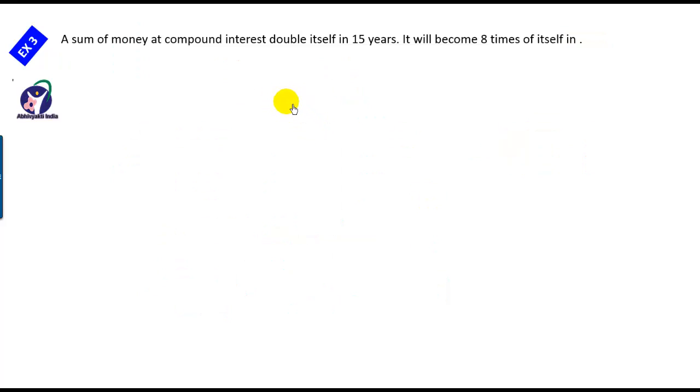The next question is on the screen, and it is that a sum of money at compound interest doubles itself in 15 years. It will become 8 times in how many years? Now, on a sum of money, compound interest is given, and it is said that the amount doubles in 15 years, and it is asked in how many years it will get 8 times.